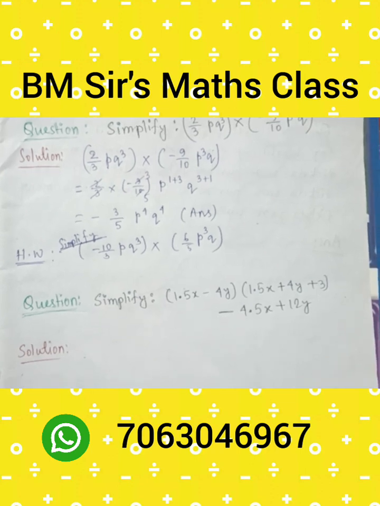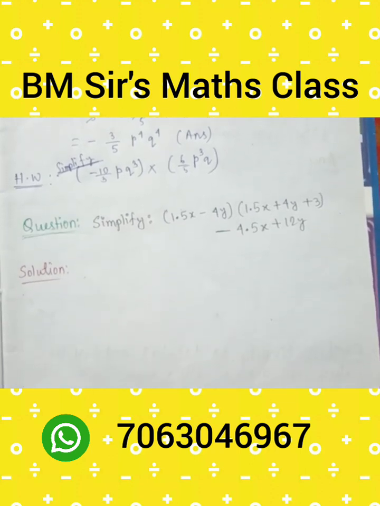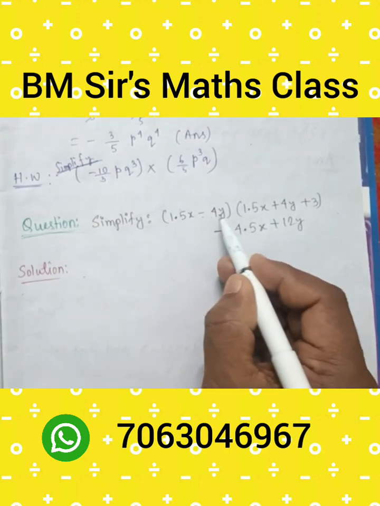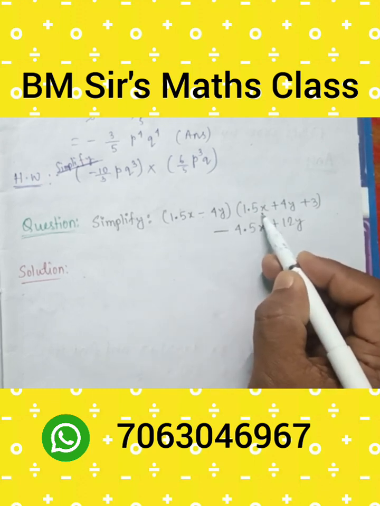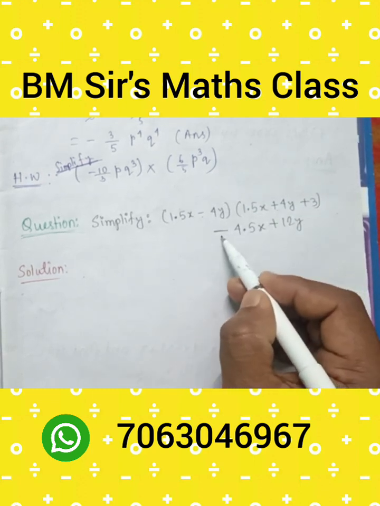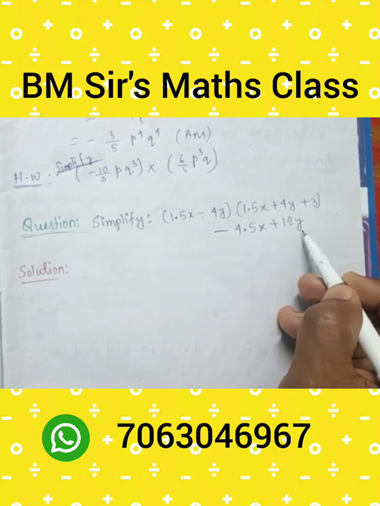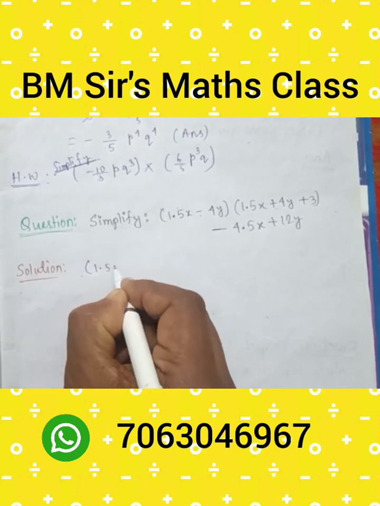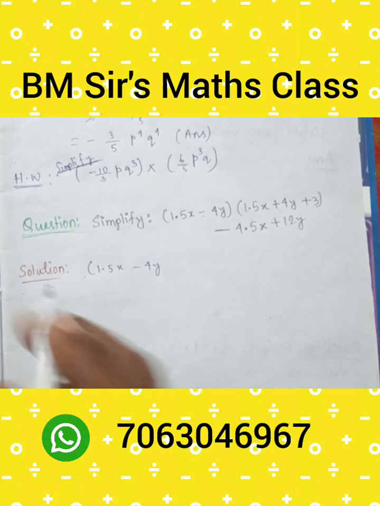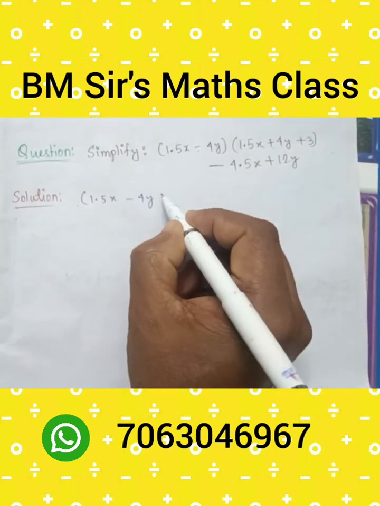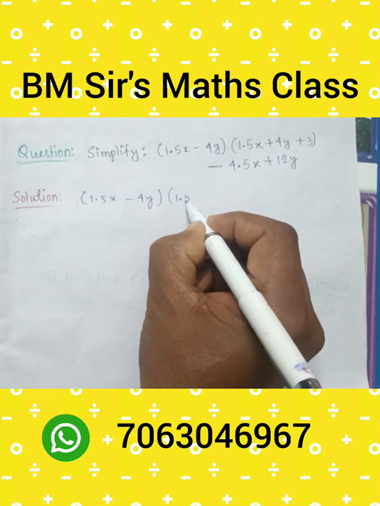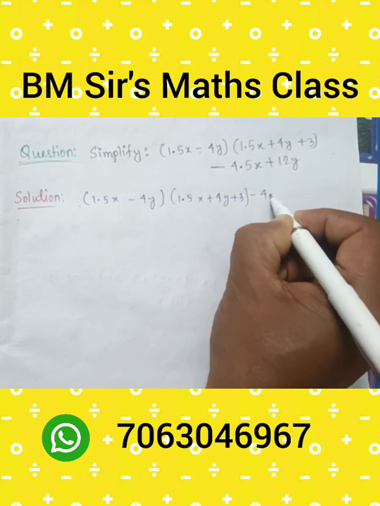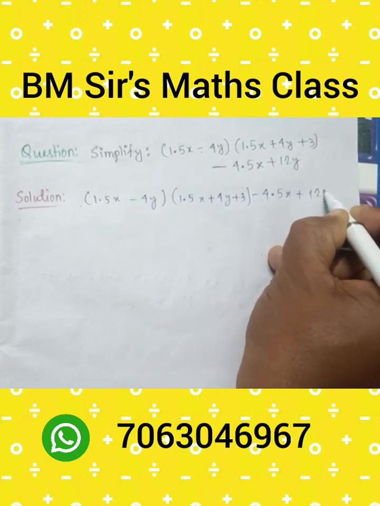Okay, next, simplification. Simplify (1.5x − 4y)(1.5x + 4y + 3) − 4.5x + 12y. To simplify it, at first copy the question. (1.5x − 4y) into (1.5x + 4y + 3) − 4.5x + 12y.